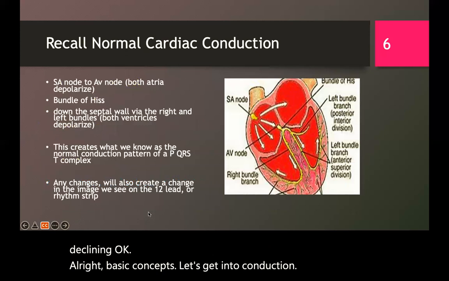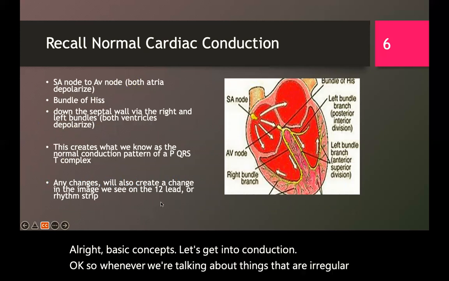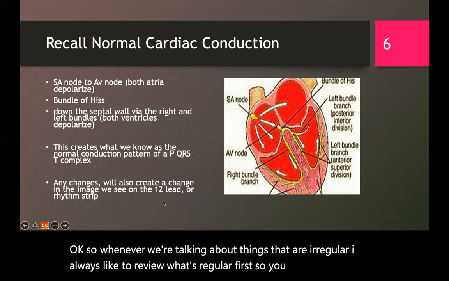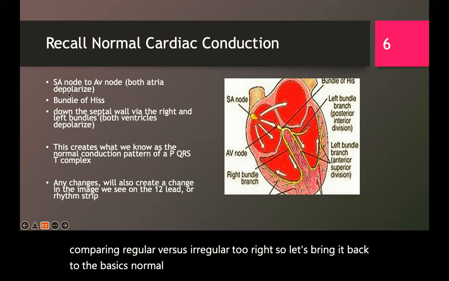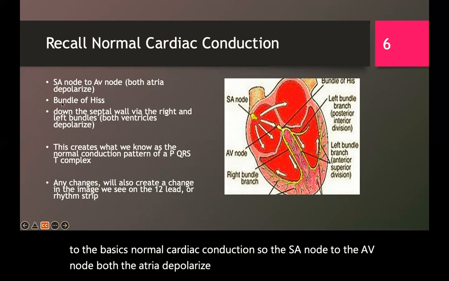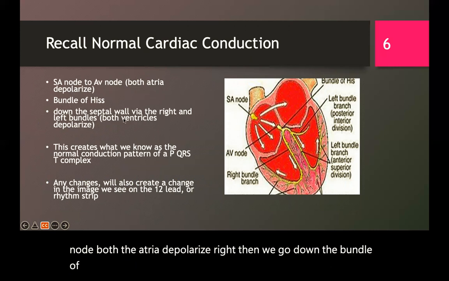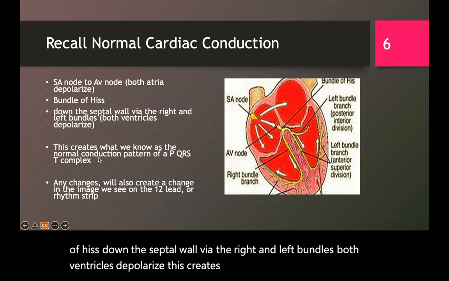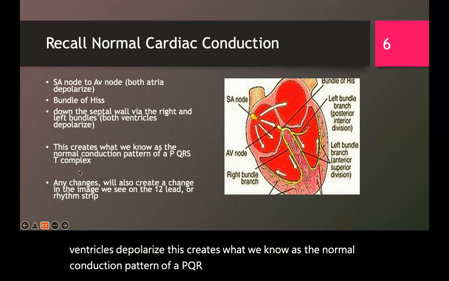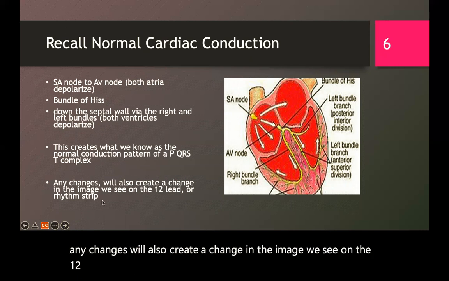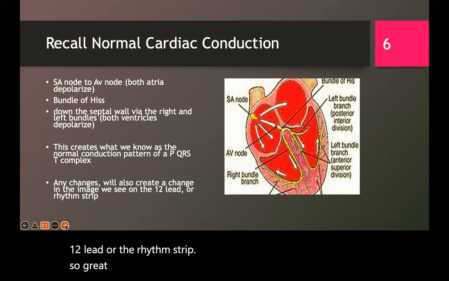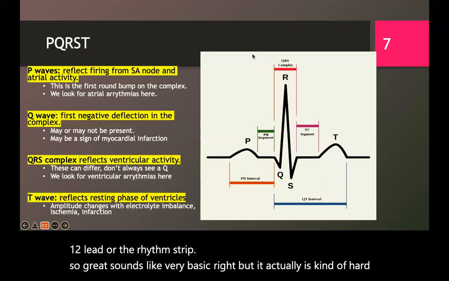Okay, so whenever we're talking about things that are irregular, I always like to review what's regular first, so you know what you're comparing regular versus irregular to, right? So let's bring it back to the basics. Normal cardiac conduction. So the SA node to the AV node, both the atria depolarize, right? Then we go down the bundle of His, down the septal wall via the right and left bundles, both ventricles depolarize. This creates what we know as the normal conduction pattern of a PQRST complex. Any changes will also create a change in the image we see on the 12 lead or the rhythm strip. So great, sounds like very basic, right? But it actually is kind of hard to understand. So we'll look at it from this standpoint.